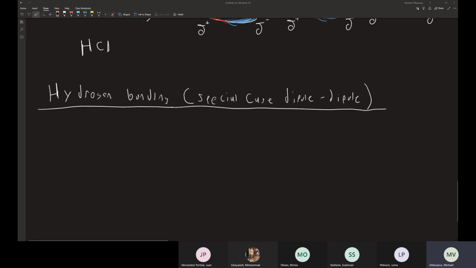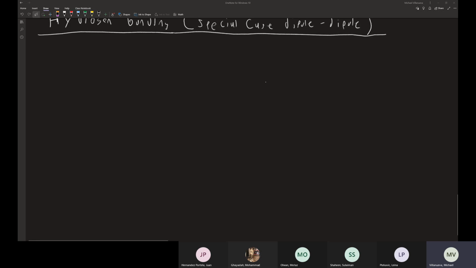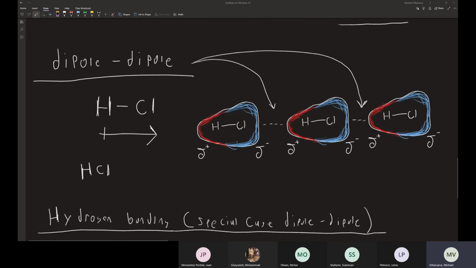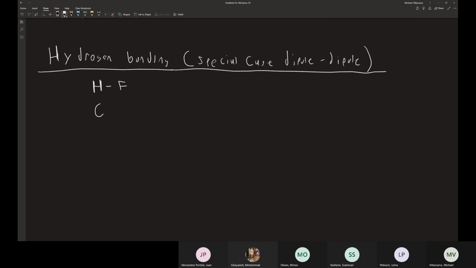I guess I lost my notes on this. All right, so I'm gonna make some new stuff. So hydrogen bonding is the special case of the dipole-dipole. And the special case exists for HF, H/O, and H/N. So these are all the cases which hydrogen bonding essentially can occur. We essentially need a bond from hydrogen with a fluorine, oxygen, or a nitrogen.